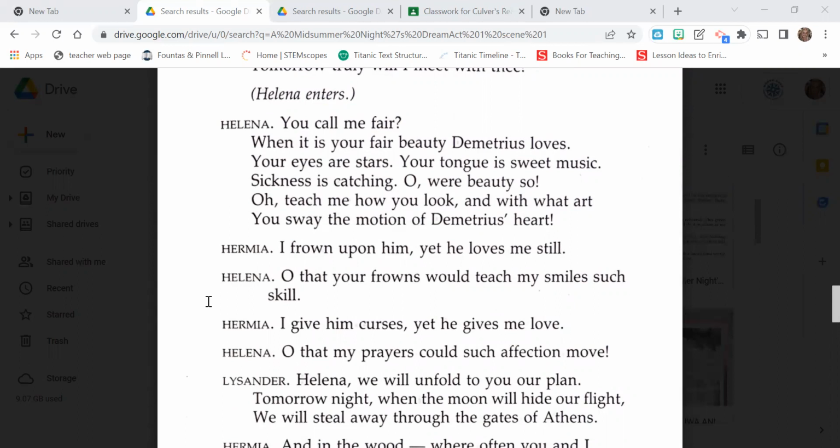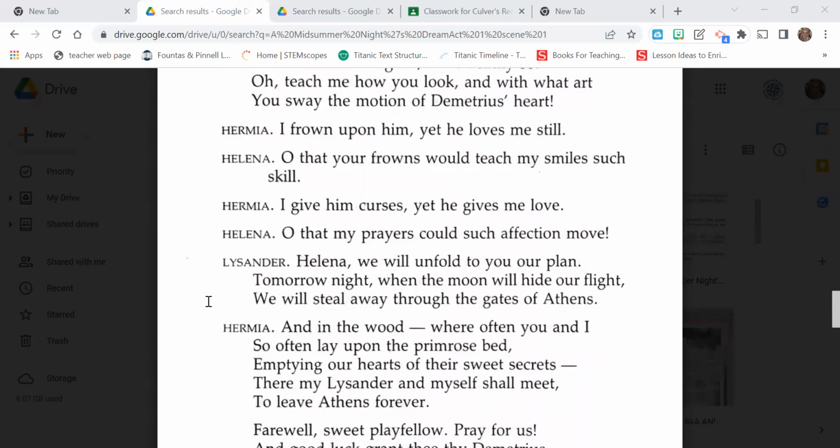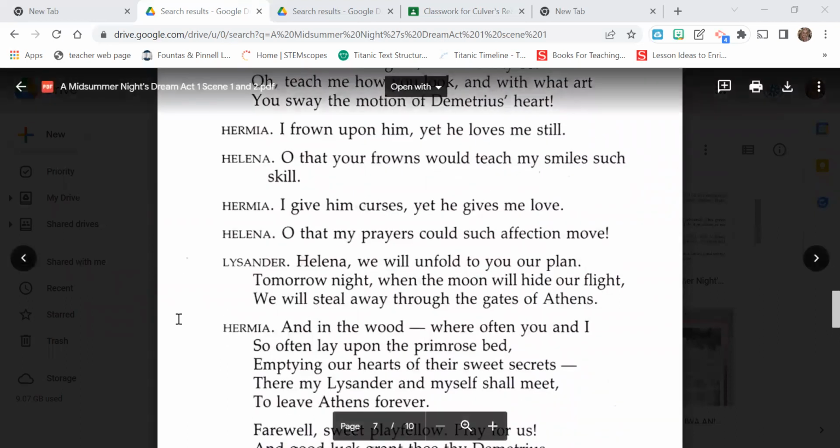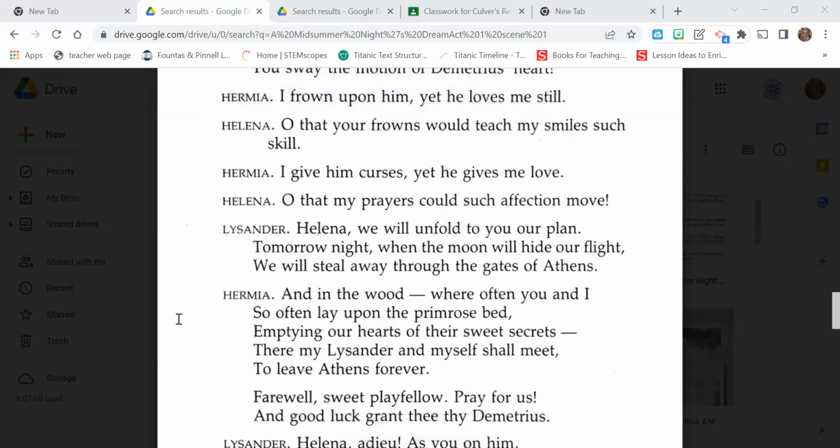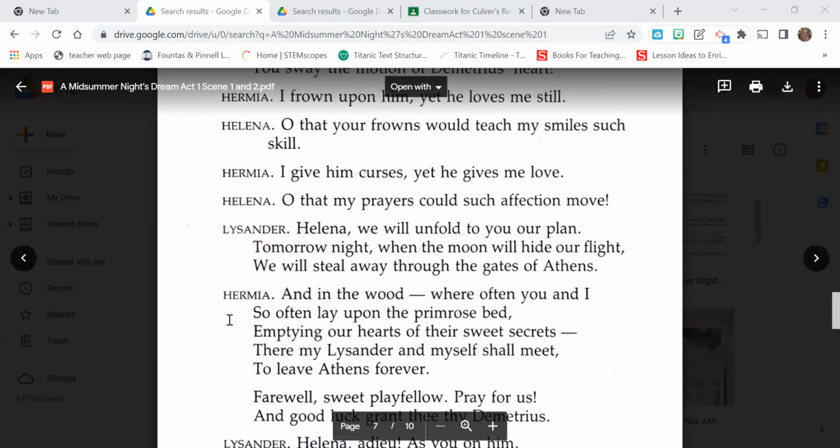And then Helena says, "Oh, that your frowns would teach my smiles such skill." And so then Hermia says, "I give him curses, yet he gives me love." And Helena says, "Oh, that my prayers could such affection move." And then Lysander says, "Helena, we will unfold to you our plan. Tomorrow night, when the moon will hide our flight, we will steal away through the gates of Athens."